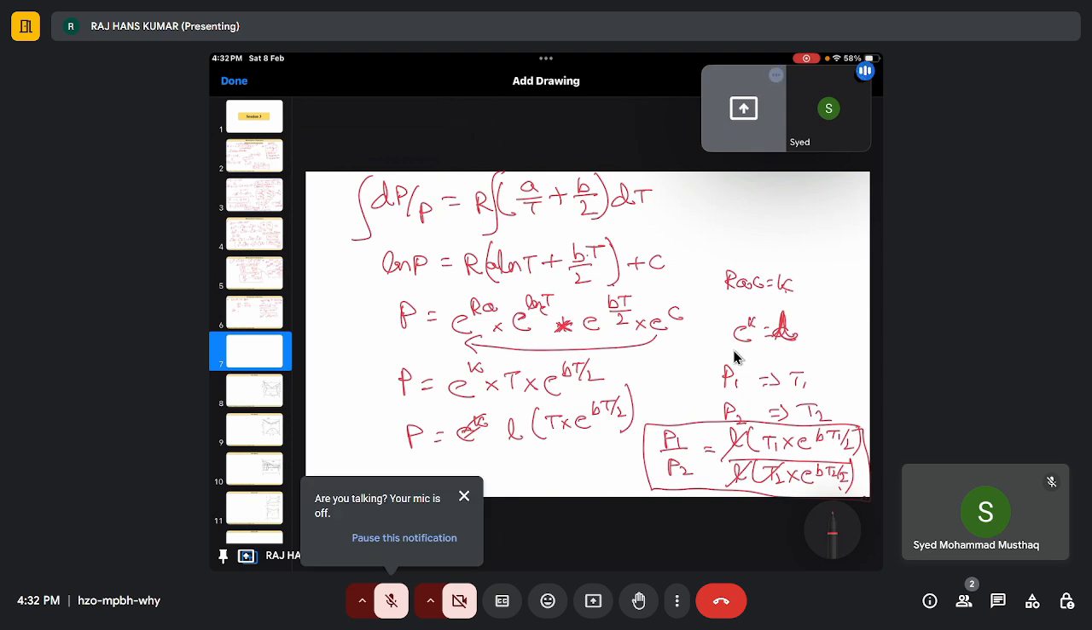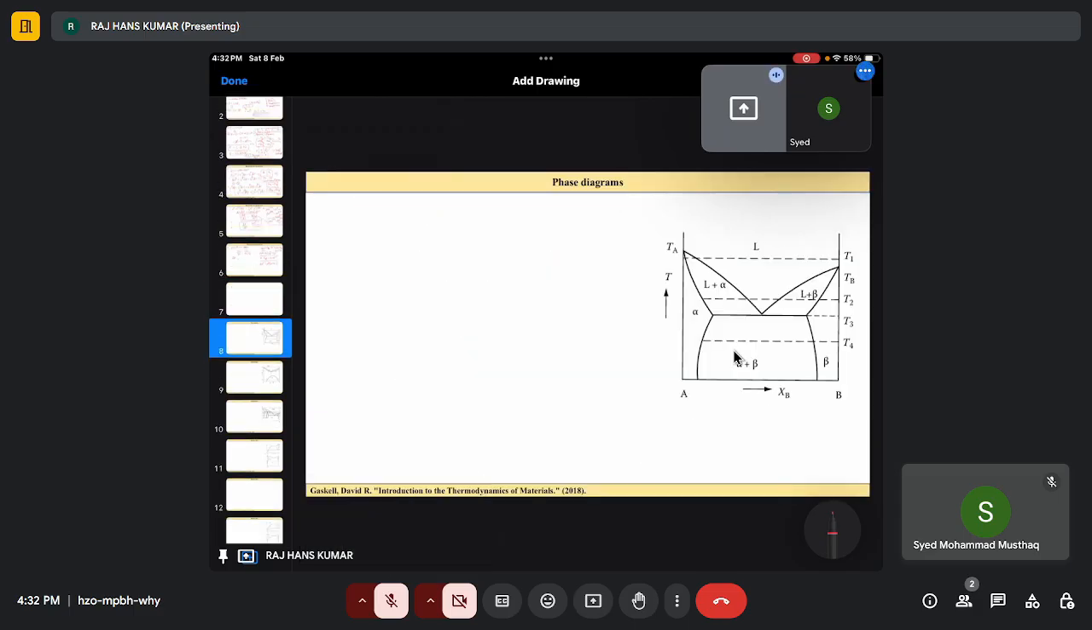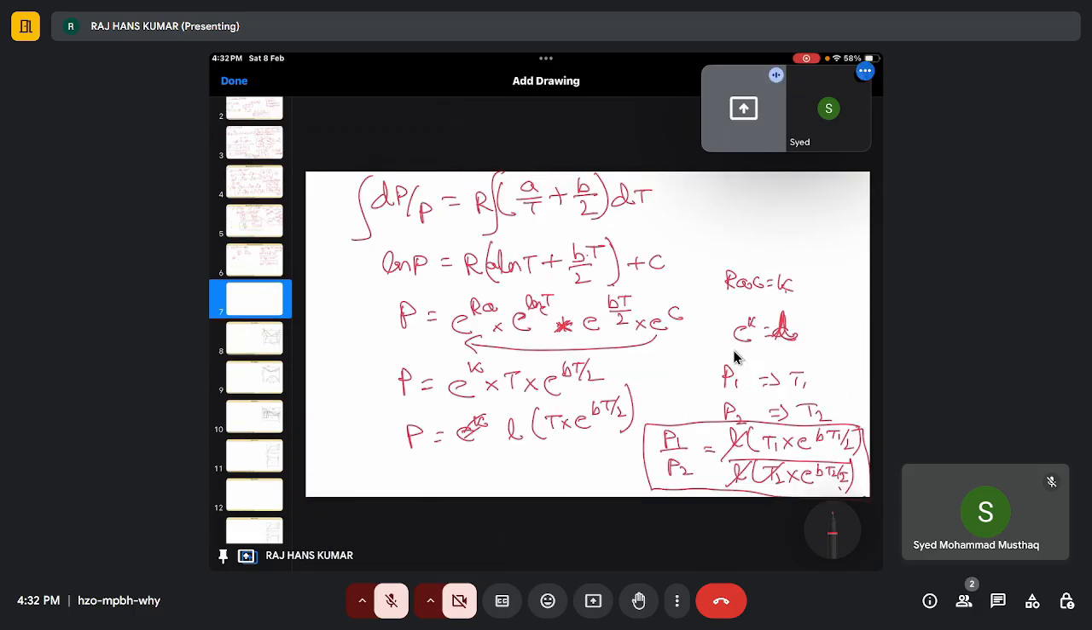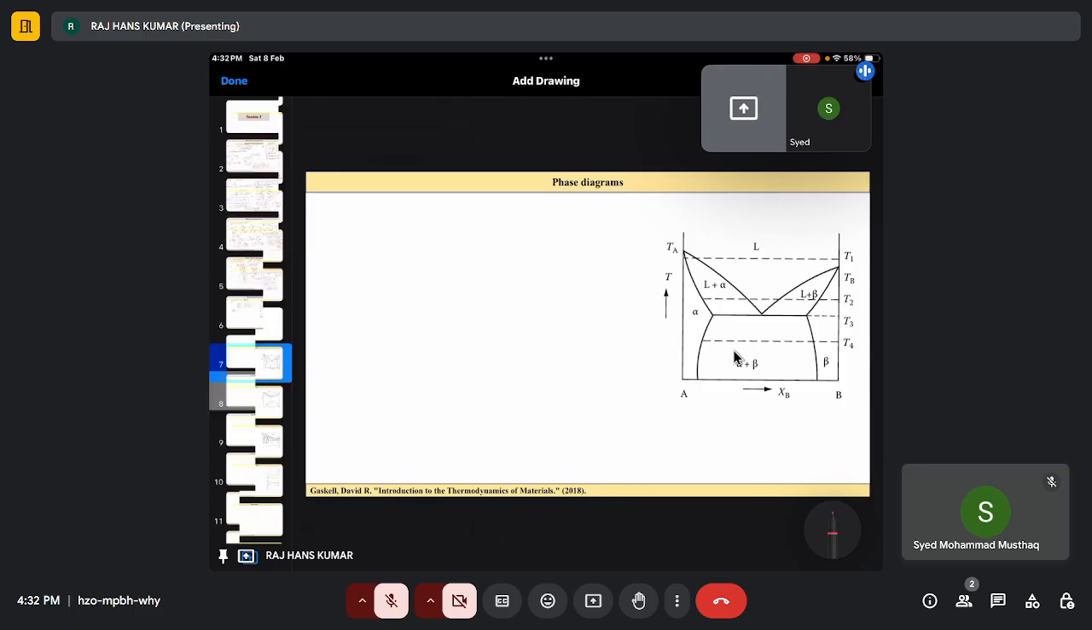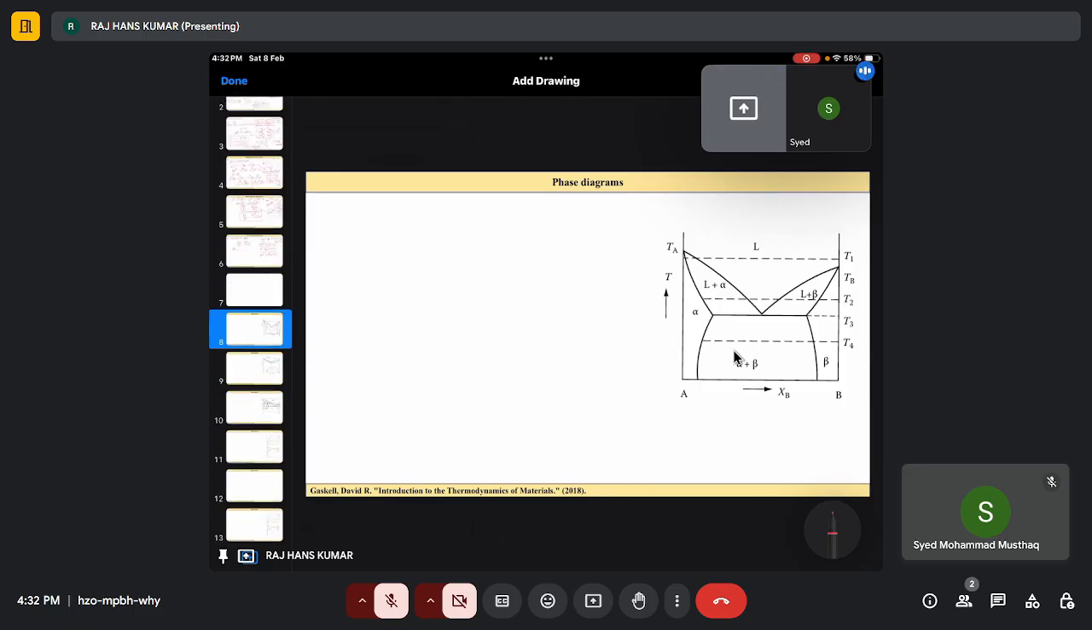What will be my P2, what will be my equilibrium temperature? So questions can be asked that way. Now, that's all for our basic thermodynamics, right?